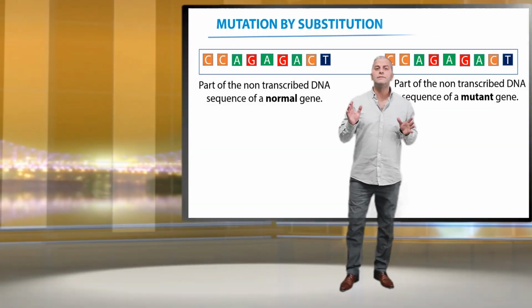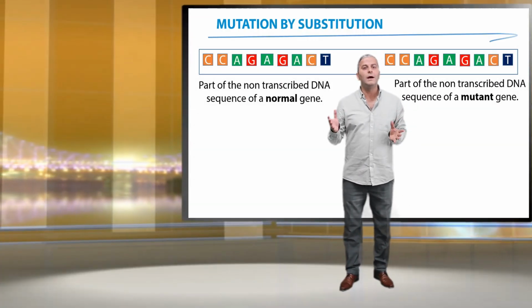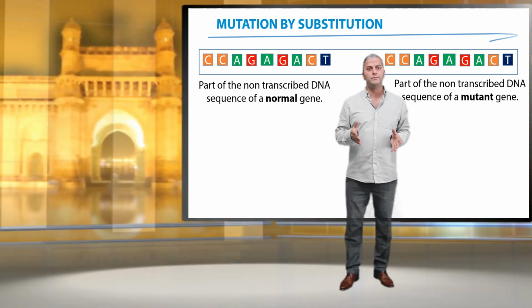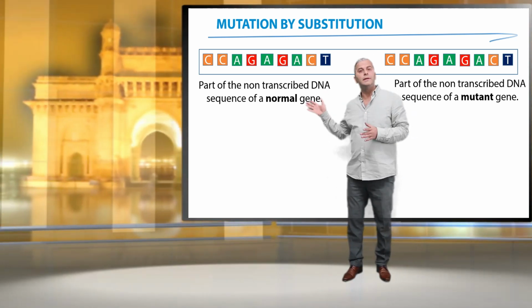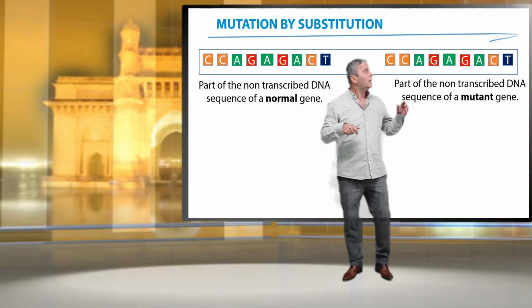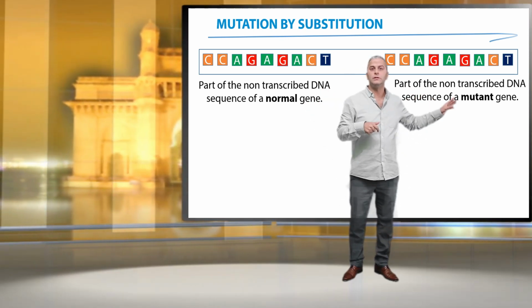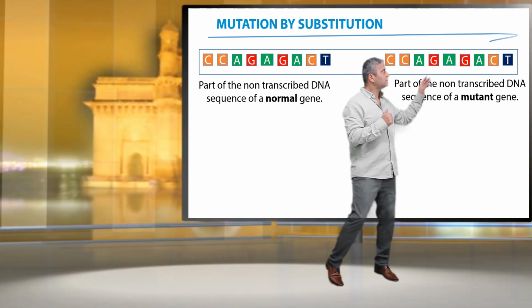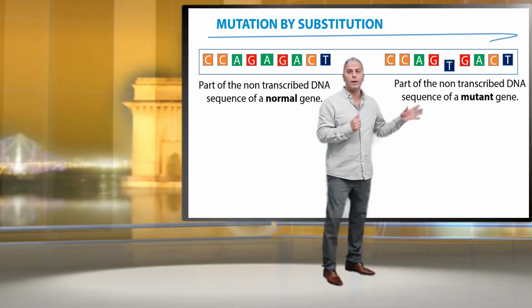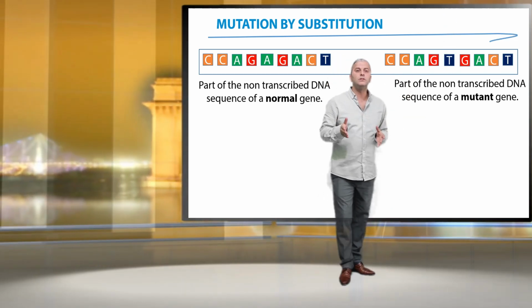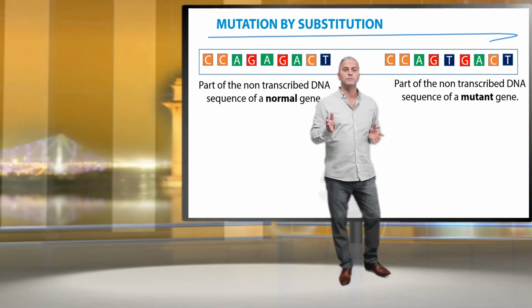A mutation is substitution when one nucleotide is replaced by another. Here we give you a part of the non-transcribed DNA sequence of a normal gene and that of a mutant gene, so subjected to mutation. Let's see the mutation. As you see, A is replaced by T. So this mutation is substitution.